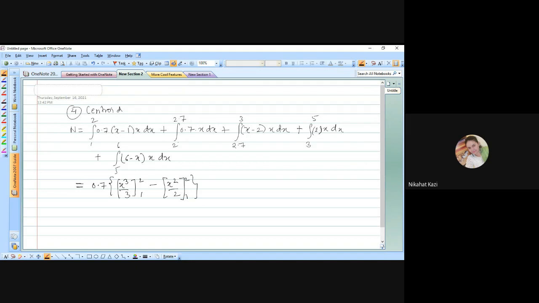Then the next term is this range, so 0.7. I'm taking it outside for this term, 0.7. And then what is the integral of x? It is x square by 2, right? The range is 2 to 2.7.